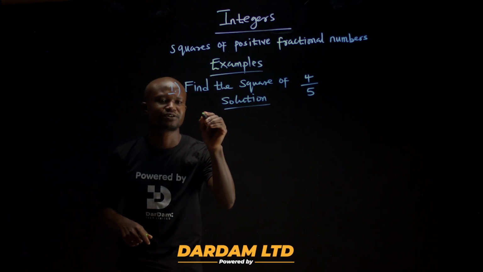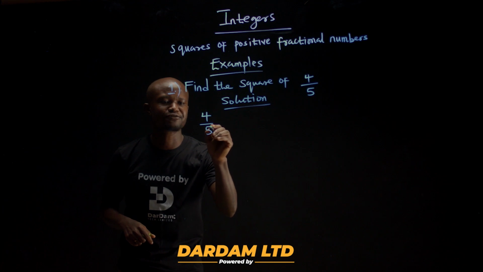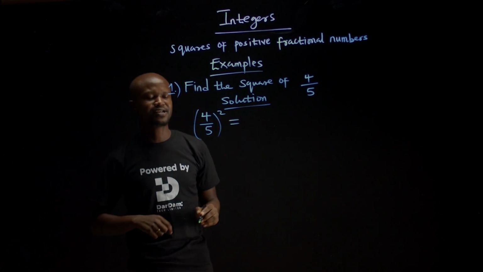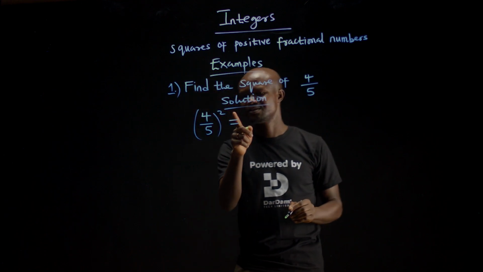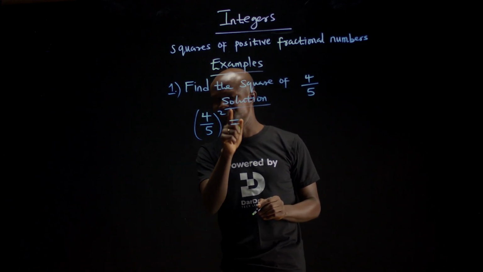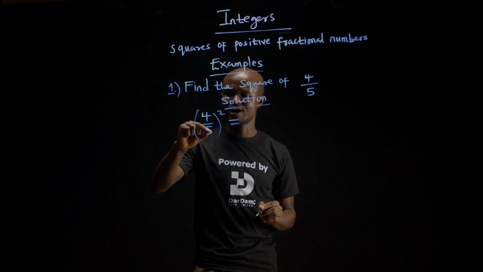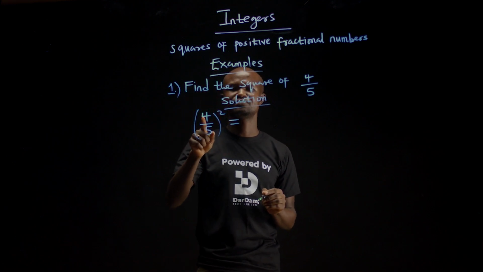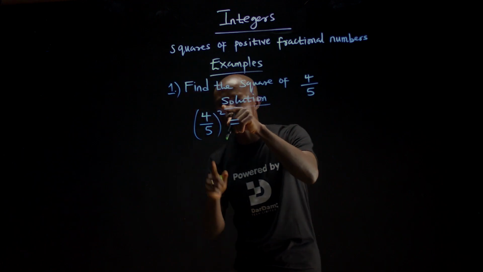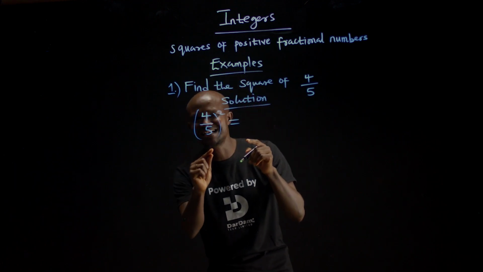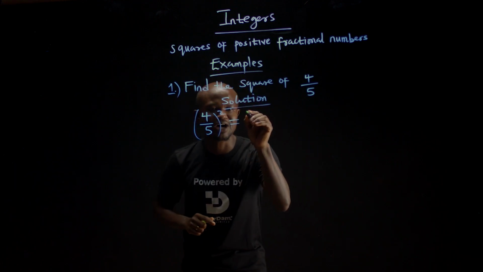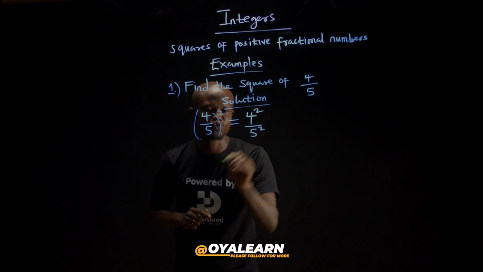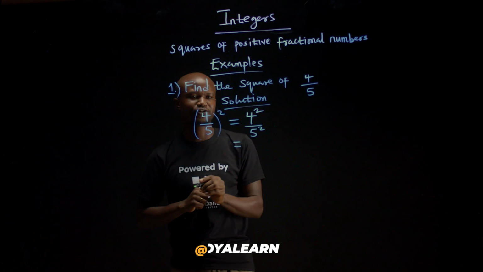So, solution: 4 over 5 squared will give us, you can see that's the power there, and we have 4 and we have 5. 4 is at the numerator and 5 is at the denominator. So in this case, the 2 will affect both the numerator and the denominator. So we are going to have 4 squared divided by 5 squared.